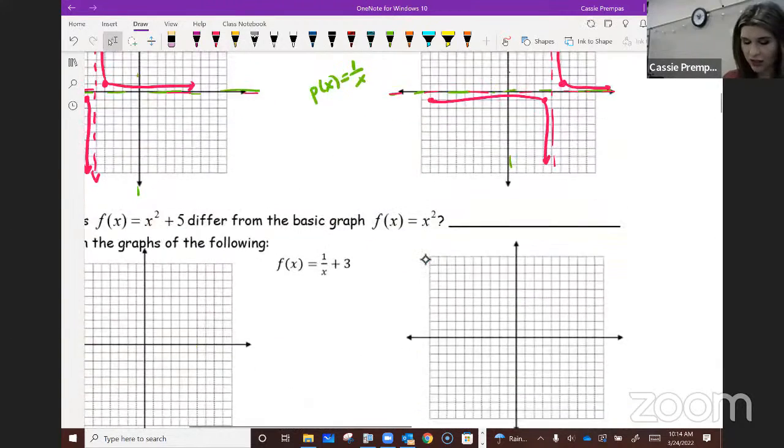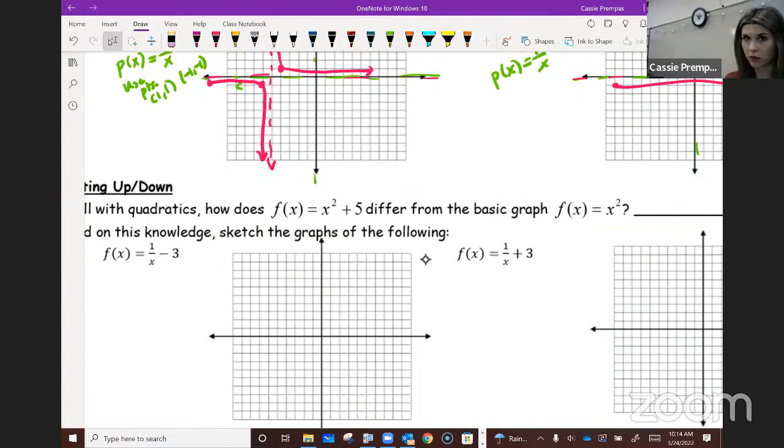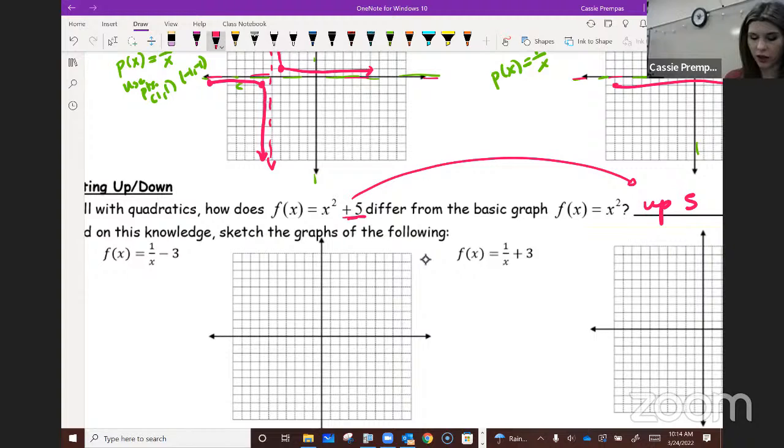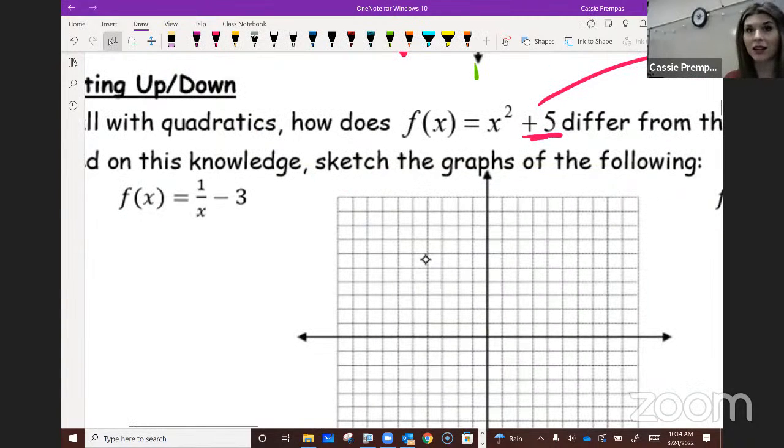The next type of shift is, how do you know if the graph's going to move up or down? Look back at something you already knew. You already know about quadratics. If the +5 is added outside of the input, outside of the x, how did it move in the previous chapter? Up 5. So what does that look like with our new function? The number is going to be added or subtracted outside of the x, like this case right here. So how do you think this graph is going to move from the parent graph? It's a -3. Down 3, awesome.